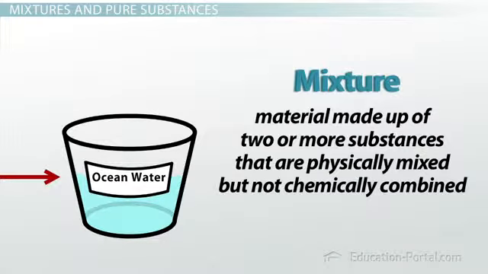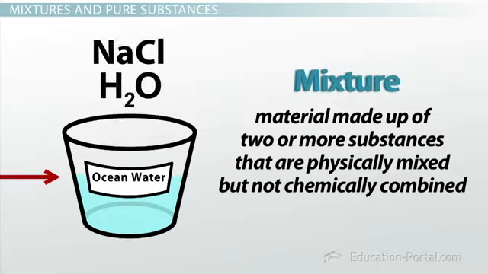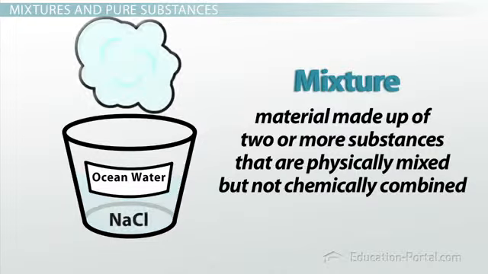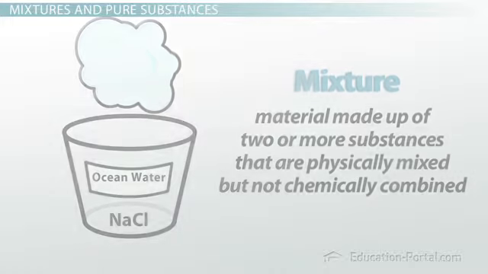Take ocean water as an example. The major components of ocean water are water and salt. They can be separated by allowing the water to evaporate. This is a physical separation because when we started out with salt water, we ended with salt and water vapor, which is still water. Solutions and alloys are examples of mixtures. If you can't separate it physically, then you have a pure substance.